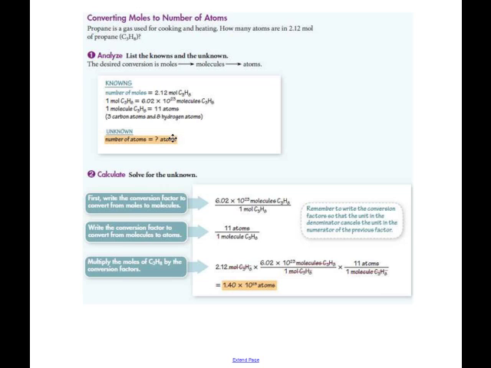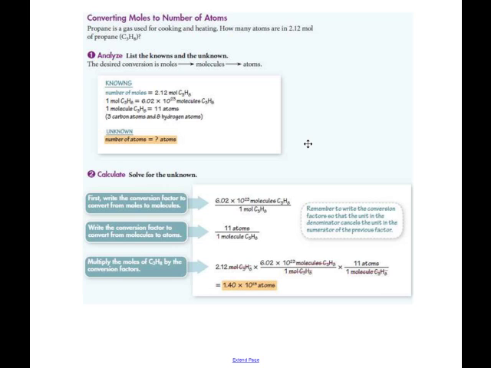So if we see that here, we can see that 1 mole of propane is equal to 6.02 times 10 to the 23rd molecules of propane. But remember, 1 molecule of propane is made up of 3 carbons and 8 hydrogens for a total of 11 atoms. So we have to be careful. The question does ask for atoms, not for molecules.